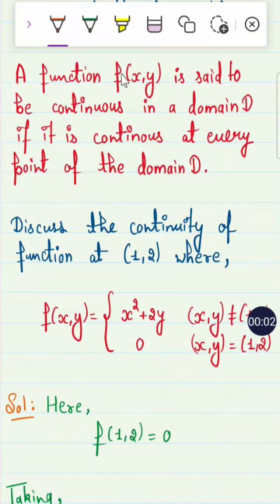Now, as we earlier defined the limit of several variable functions, now we have defined the continuity of functions of several variables. A function of several variables is said to be continuous in a domain D if it is continuous at every point of the domain D. If it is continuous at every point, then it is called continuous in the domain D.